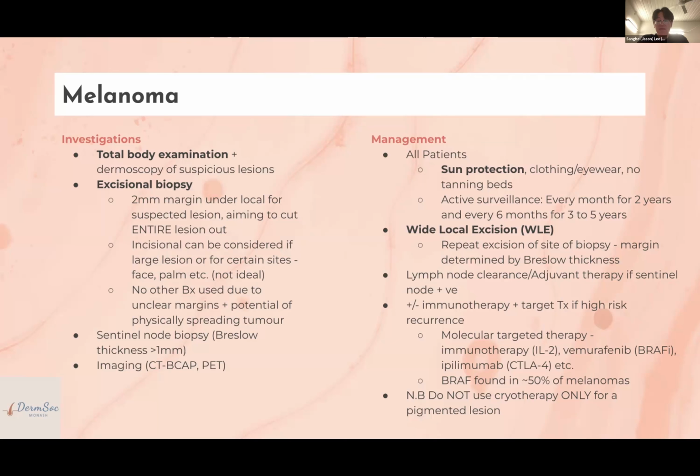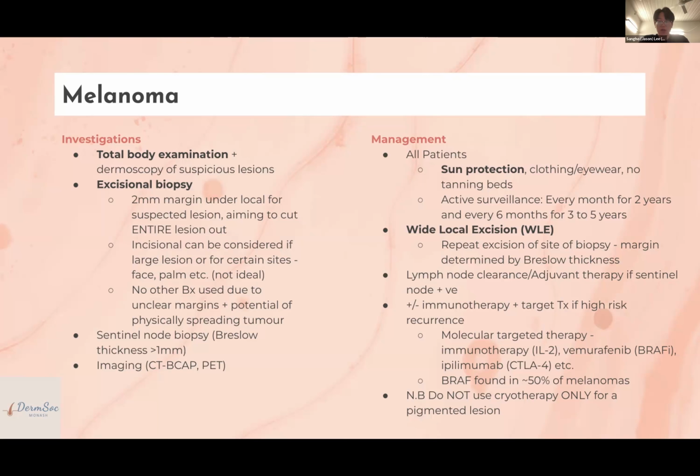And if they're confirmed to be melanomas on the excisional biopsy, we want to come back to that site and do a wide local excision based on the Breslow thickness. And if the sentinel lymph nodes come back to be positive, then we want to do either clearances and adjuvant therapy like chemotherapy or radiotherapy.